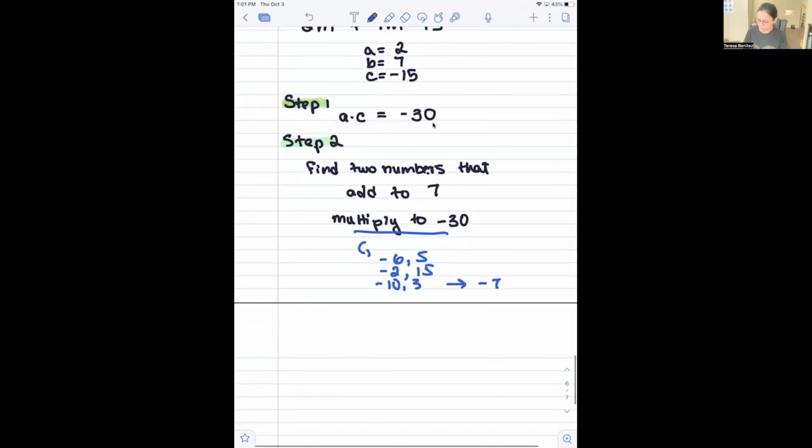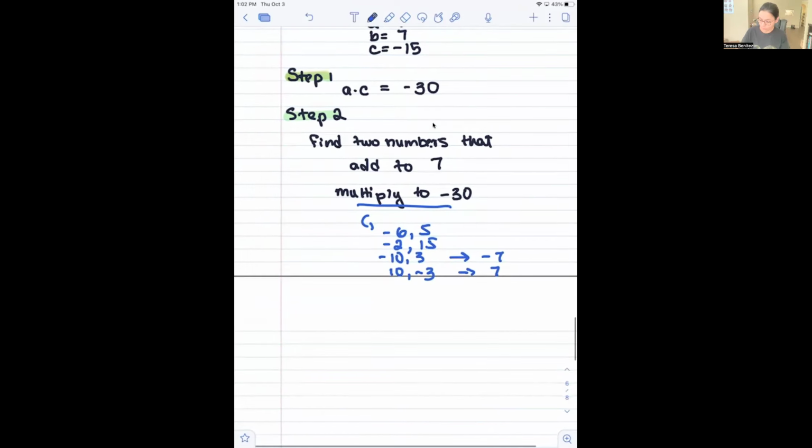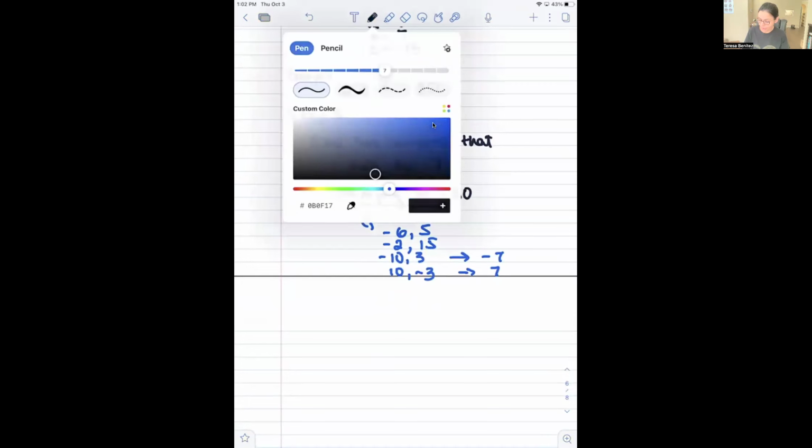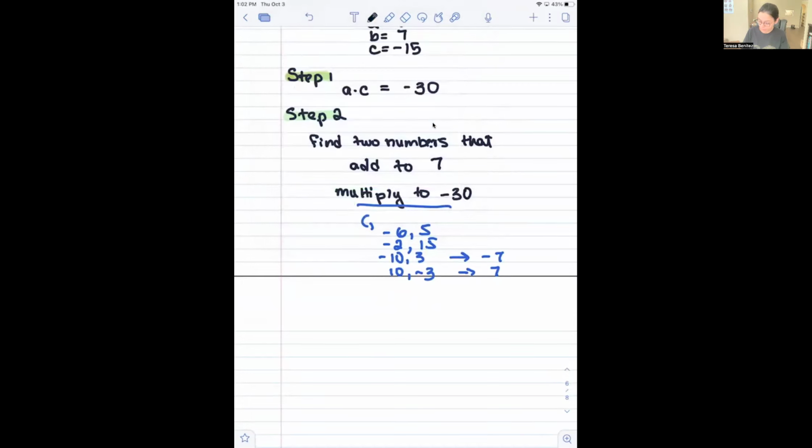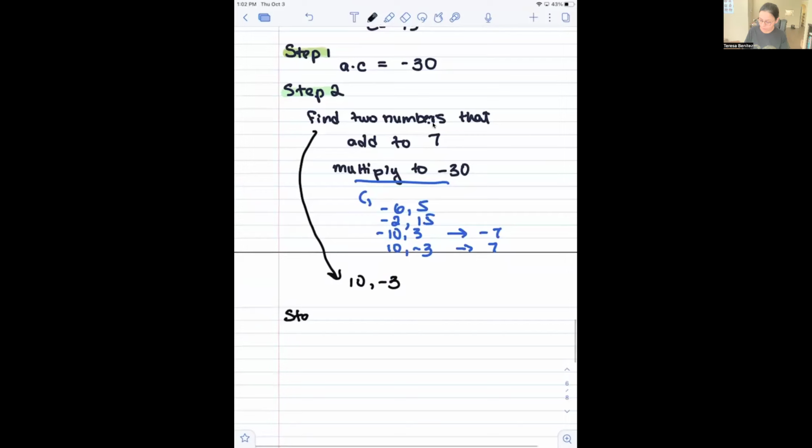So what if I try 3 and negative 10? That's the same thing, my bad. That did not work out the way I wanted. 10 and negative 3. Now these two add up to 7. So what you see in blue there is me trying to figure out those two numbers. I found those two numbers as 10 and negative 3. That will be my step 2. Step number 3.